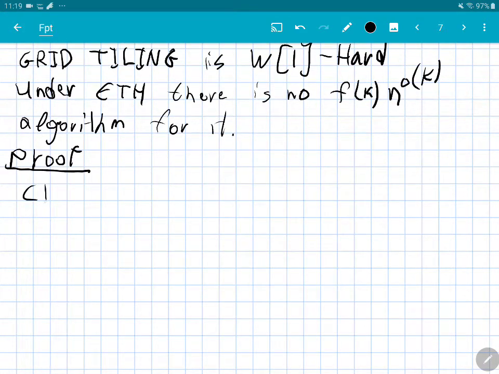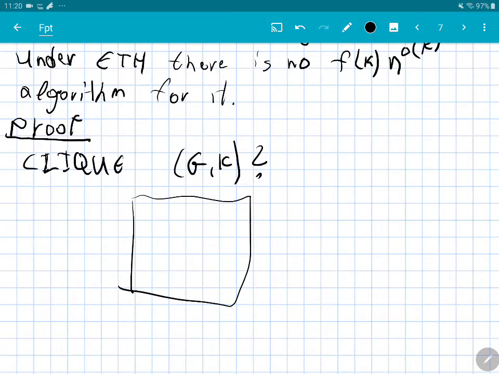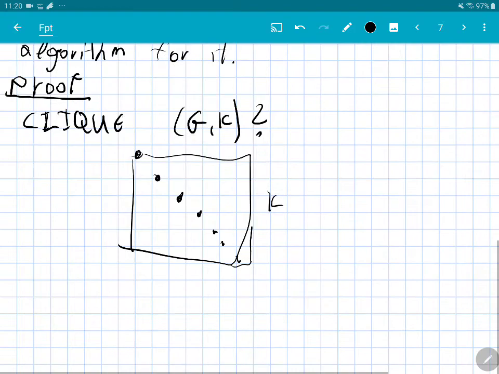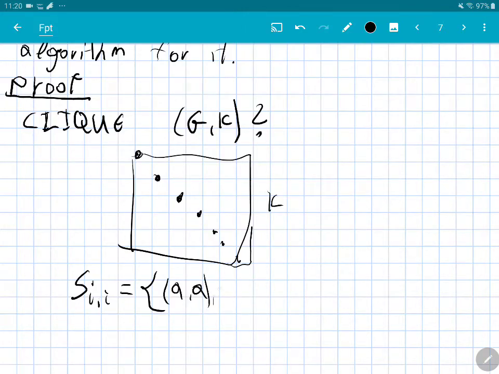So we're going to do a reduction from clique, of course. We're given a graph G and a parameter k. And the question is, is there a clique of size k in this graph? The reduction is that we create the underlying grid of size k by k. And we're first going to look at the diagonal elements. On the diagonal elements, we're going to put a very special set. S_ii is just going to be all the pairs that have both coordinates equal, (a, a), where a goes over all the vertices of the original graph.